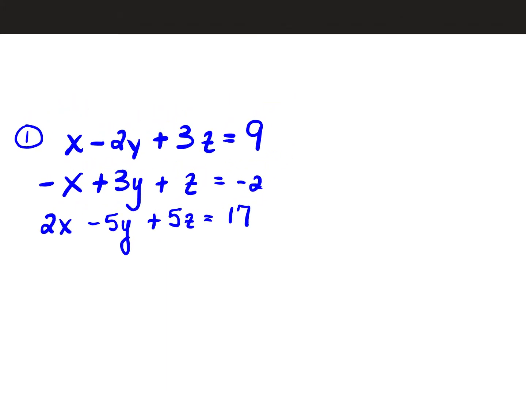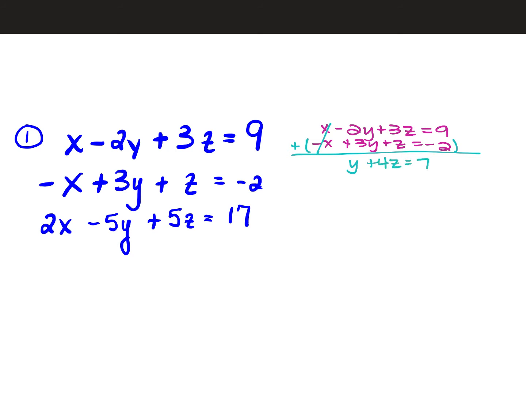So if I start with the top 2, that's going to give me x minus 2y plus 3z is equal to 9. And negative x plus 3y plus z is equal to negative 2. I used these 2 to start with because my x's will eliminate themselves since they are opposites of one another. So if I just add or combine like terms, my x's cancel. I'm going to have negative 2y plus 3y, which is y. Then 3z plus z is 4z. And 9 minus 2 is 7. So that is going to be my new number 1.